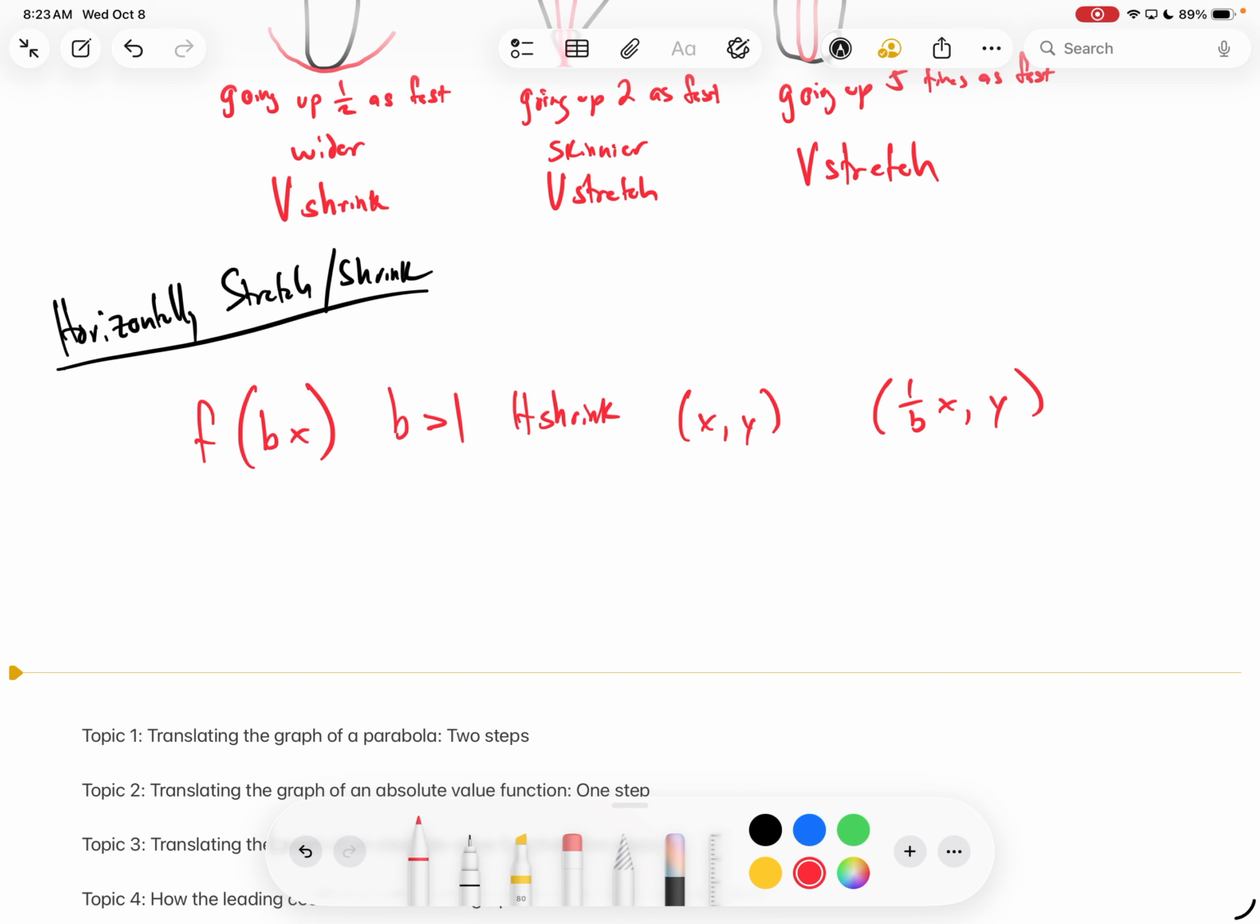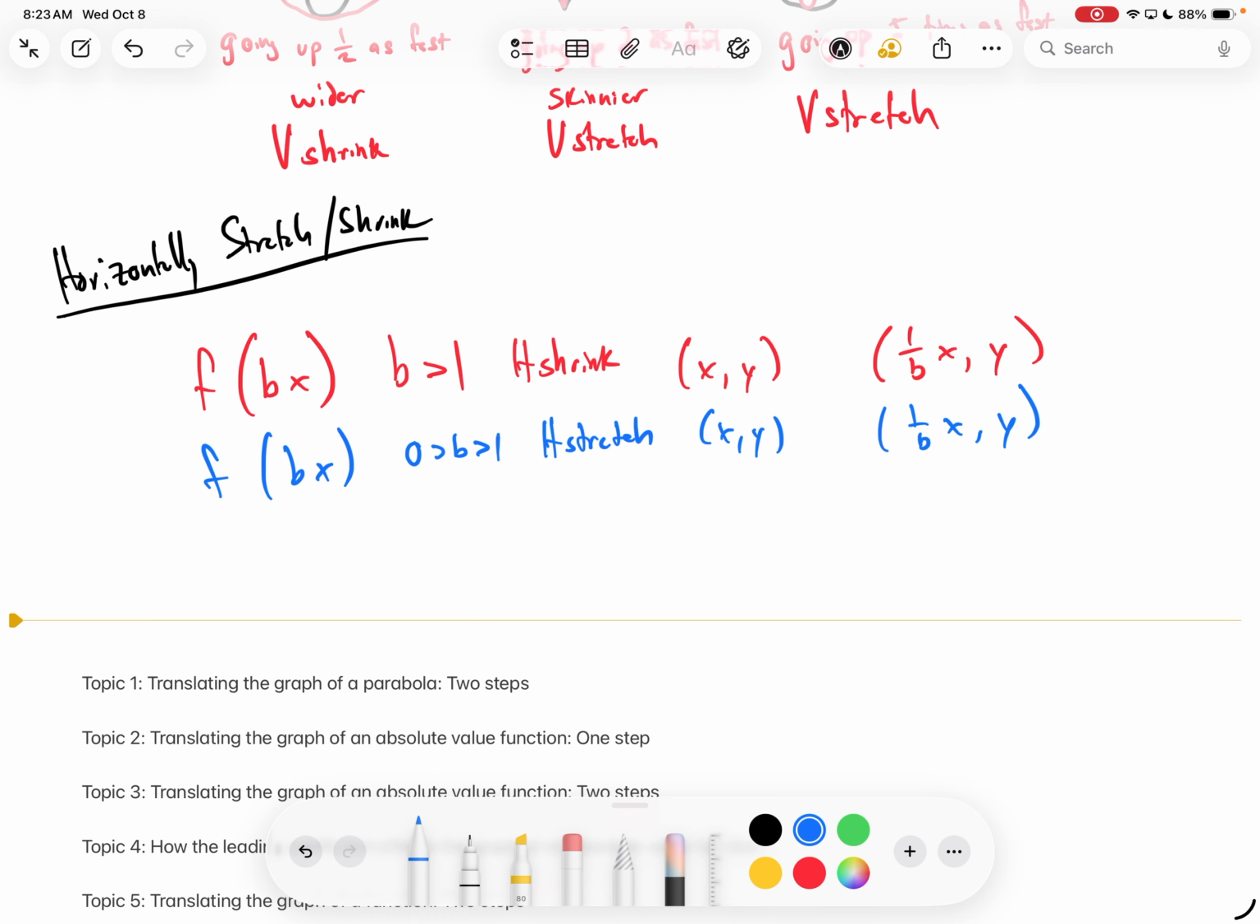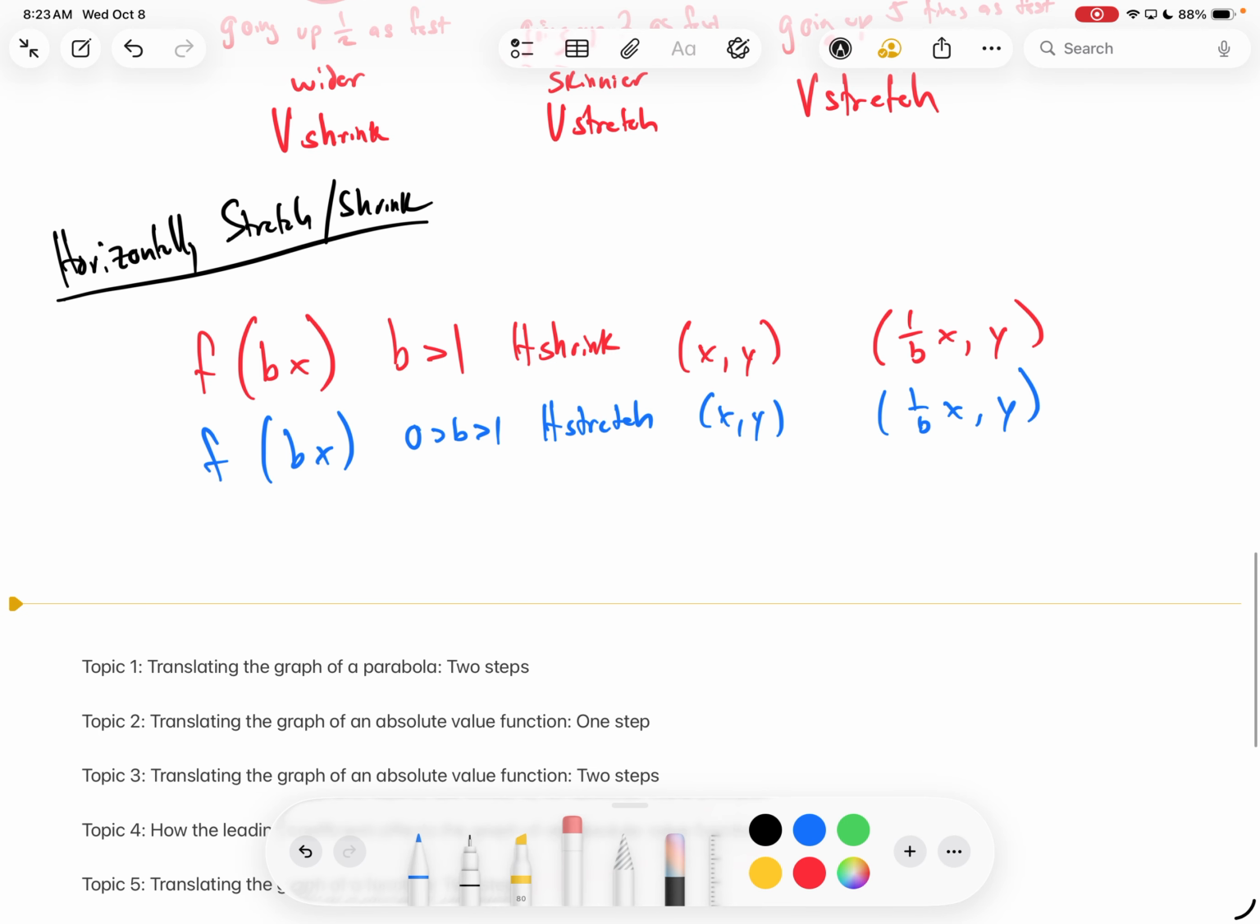Okay. So it's on the inside, so it's always messing with the horizontal. We'll draw the pictures in just a second. The other scenario is if b is a fraction. This is going to, again, do the opposite of what you think. When you multiply by a fraction, you think it gets smaller, but it's going to horizontally stretch it. And it takes the new point, it would do the same thing, it's just a fraction this time.